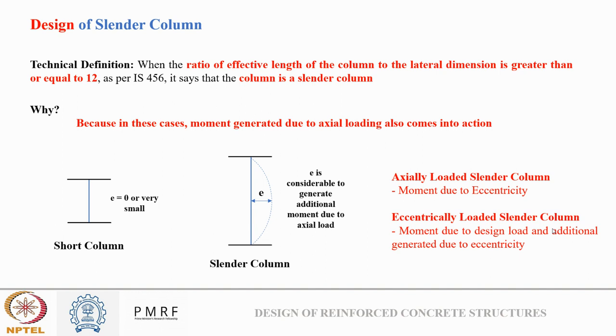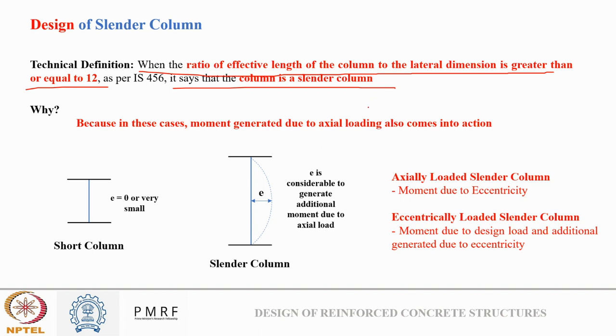Okay, so if we go by the technical definition as per IS 456, the code says that when the ratio of the effective length of the column to the lateral dimension is greater than or equal to 12, we say the column is a slender column.